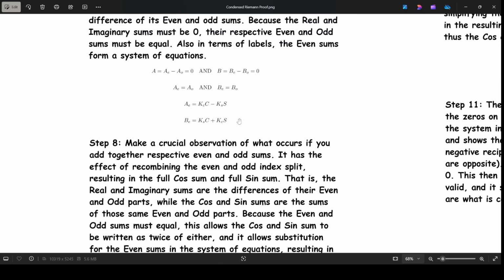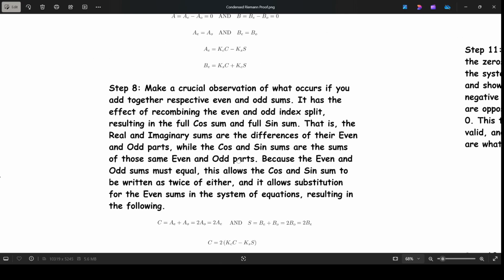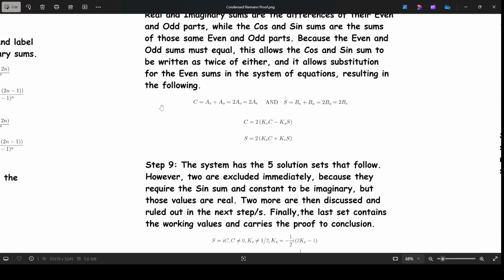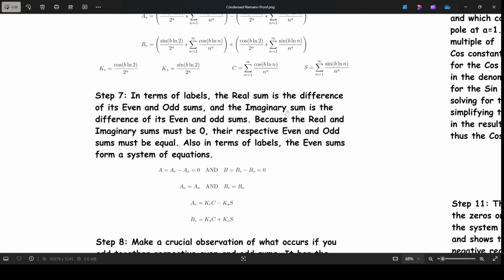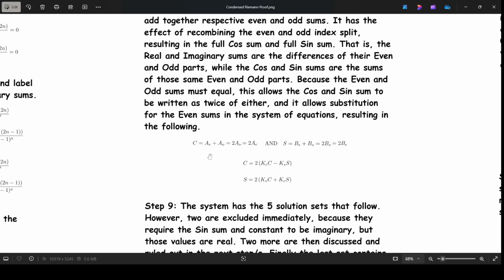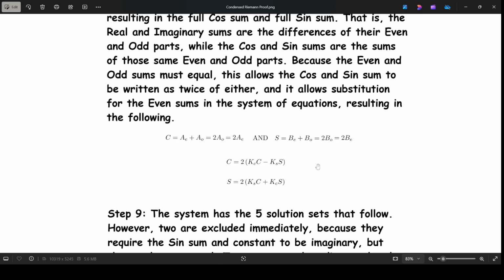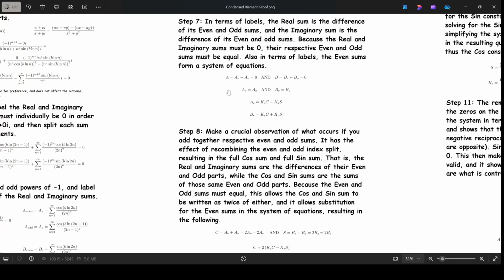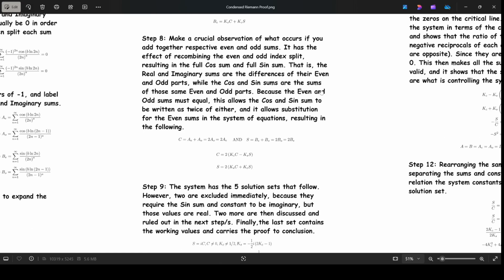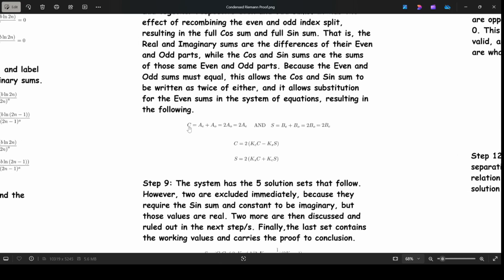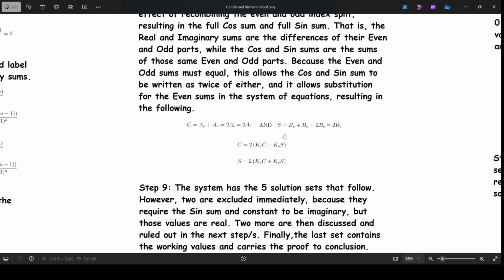So we've already got our expression of our even sums here, but we just determined that this cosine sum, the one up here that we called C, is its even part plus its odd part. And likewise for the sine sum, it's its even part plus its odd part. So that's all we're writing down here. The same way we said that the real and imaginary are the one minus the other, and they both had to be 0, here we're saying that the cosine sum is the addition of those parts, and that the sine sum is the addition of those parts.